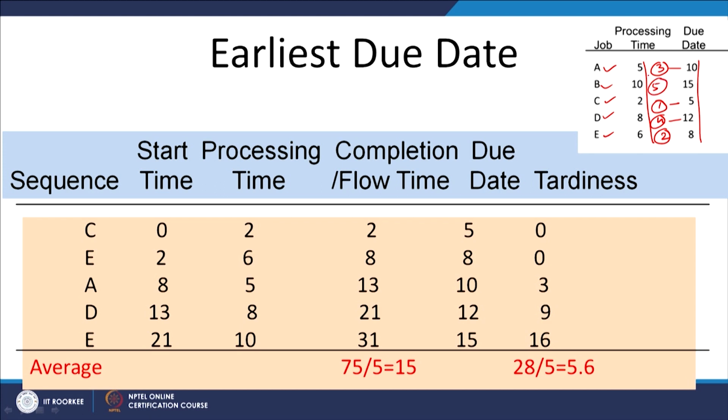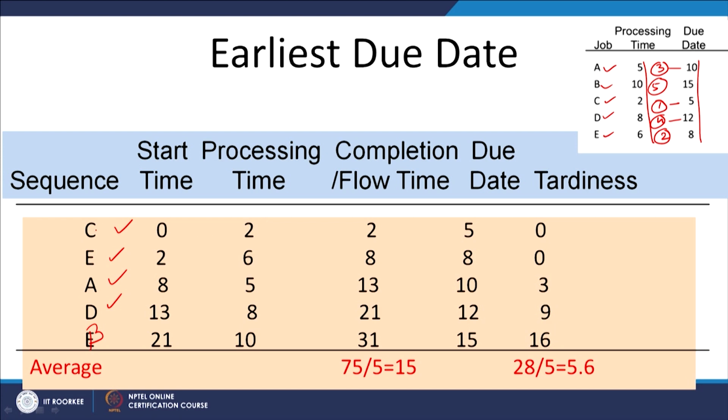And in this sequence only the jobs will be arranged: the first job will be C, then the second job will be E, then the third job will be A, the fourth job will be D, and the fifth job will be B. Now we have to consider the processing times: for C it is 2 days, for E 6 days, for A 5 days, for D 8 days, and for B 10 days.